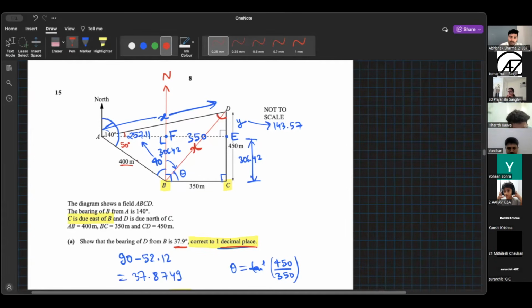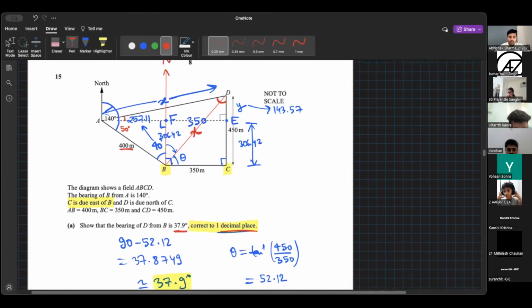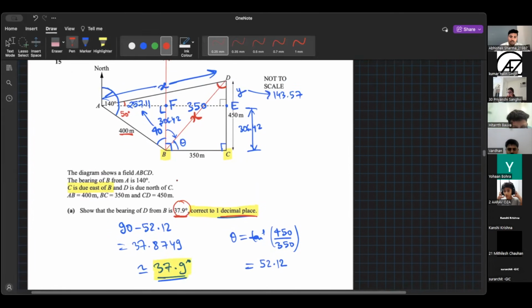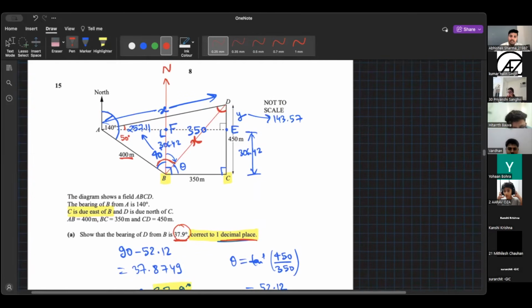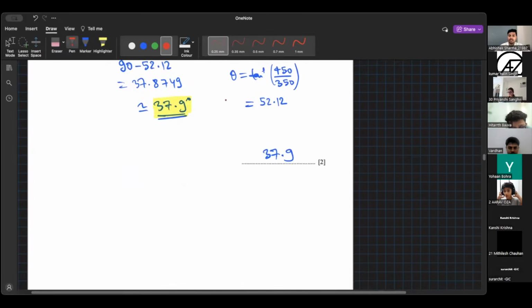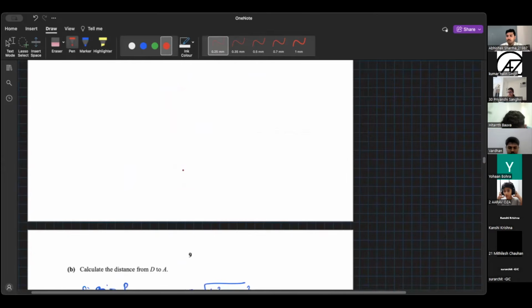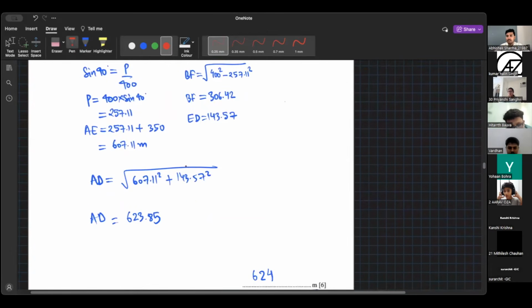We already have this value. This angle is 40. This angle we have calculated. I think it was 37 point something, 37.9. So this whole angle also we have. We can directly apply the cosine rule and find it. In that also we have to do two calculations. First, we have to find this value by Pythagoras. Then we have to apply the cosine rule. Here we calculated AE and ED and then used Pythagoras theorem. But both the methods should give you the same answer, 624. Clear?